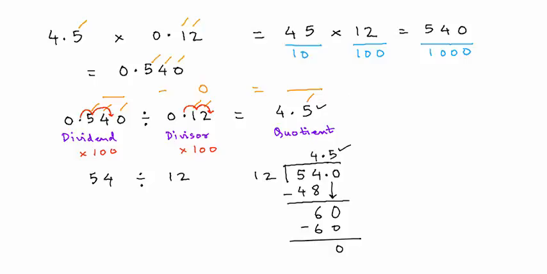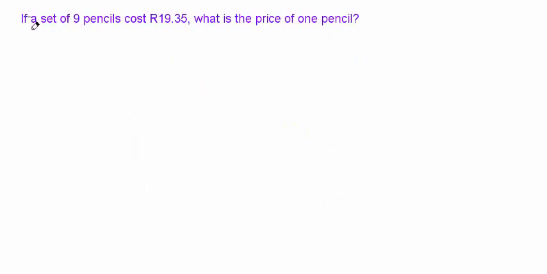Let's try a word problem. If a set of 9 pencils cost 19.35 Rand, what is the price of one pencil? To find the price of one pencil, obviously we divide the total cost with the number of pencils. So let's go ahead and divide 19.35 with 9.